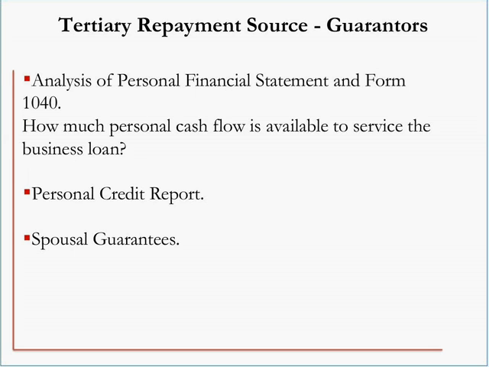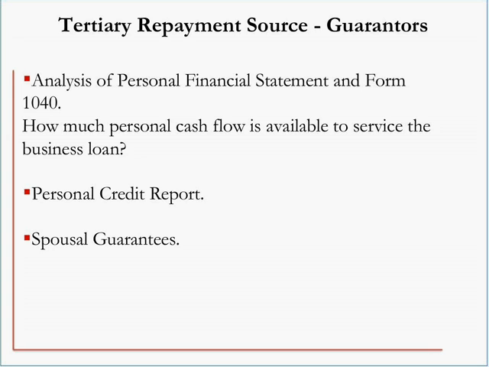The tertiary source is guarantors. If I'm asking for personal guarantors, I will ask for a personal financial statement and a Form 1040 for each guarantor. How much personal cash flow is available to service the business loan? Sometimes you could have a spouse who's totally unrelated to the business, who is working, has a professional position that's totally unrelated to the business. He or she could generate surplus cash flow that can help to pay the business loan, which is good. That always helps. They add value to a loan.